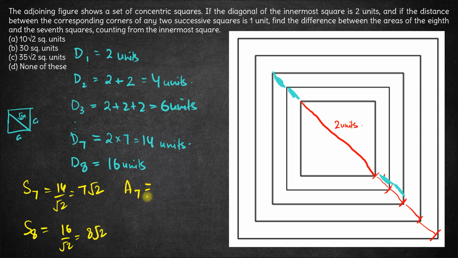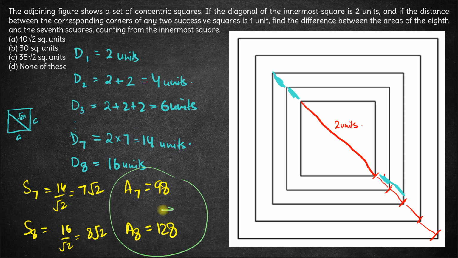So the area of the 7th square will be 7 root 2 whole square, which is 49 into 2, 98 square units. And the area of the 8th square will be 8 root 2 whole square, which is 64 into 2, 128 square units. These are the areas of the 7th and the 8th squares. So the required difference is 128 minus 98, which is 30 square units. So the difference between the areas of the 7th and the 8th square is option B, 30 square units. Thank you.